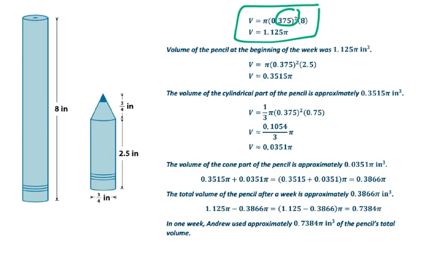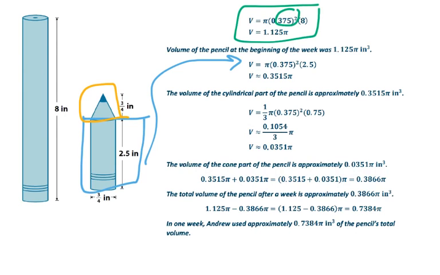So then from there, we're going to take a look at what's left after he has used it. So when he's used that, he's got two parts left. This part here is still a cylinder, and the part up on top is a cone. When he's finding the volume of the cylinder, a lot of the pieces are the same. For example, the diameter hasn't changed, the radius hasn't changed. The only thing that has changed is that it's not as tall as it used to be, so it's 2.5 inches tall rather than 8. So this is going to give us a volume of approximately 0.3515 pi.